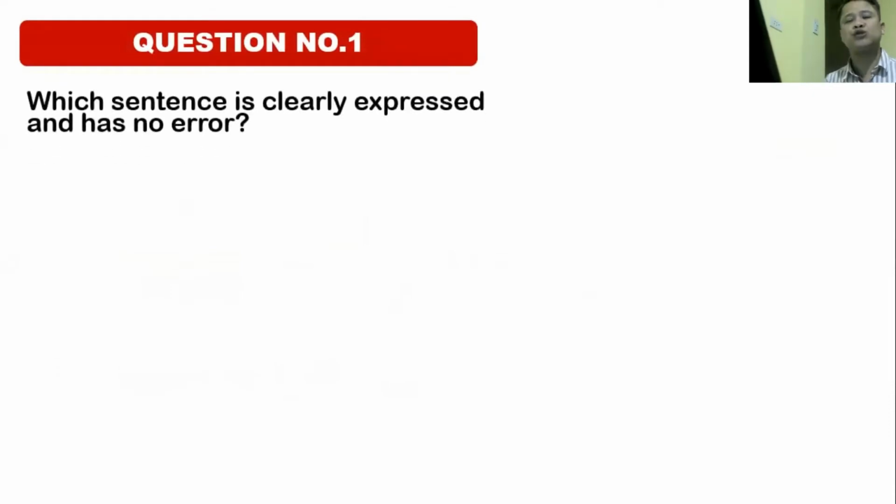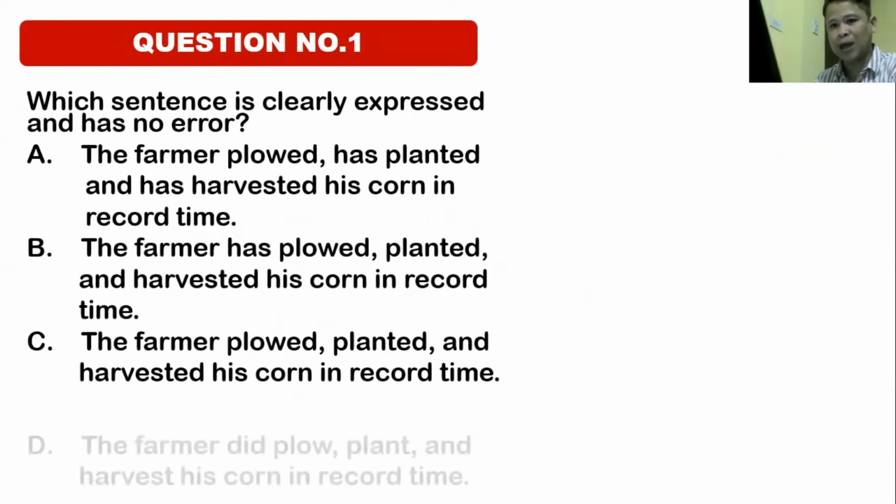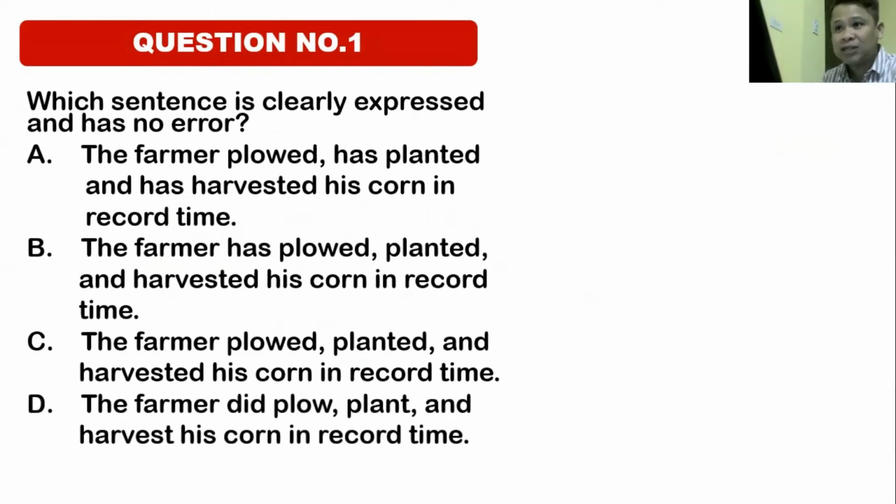Question number one, which sentence is clearly expressed and has no error? So I will give all the choices. We have to choose the sentence that is clearly expressed and error free. So the correct answer here is letter C. The farmer plowed, planted, and harvested his corn in record time.